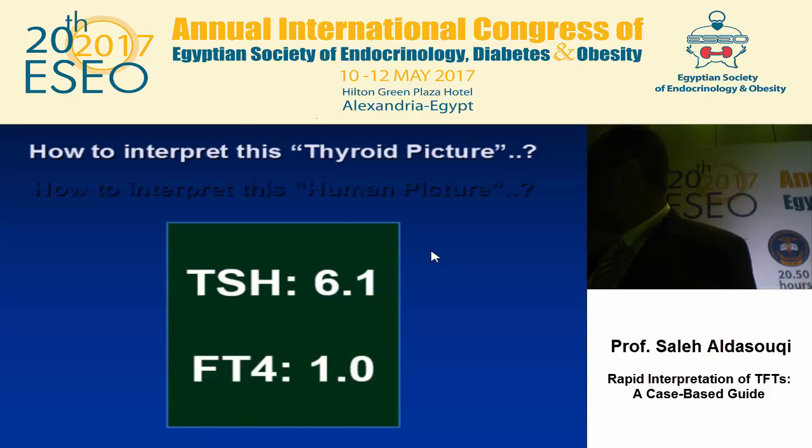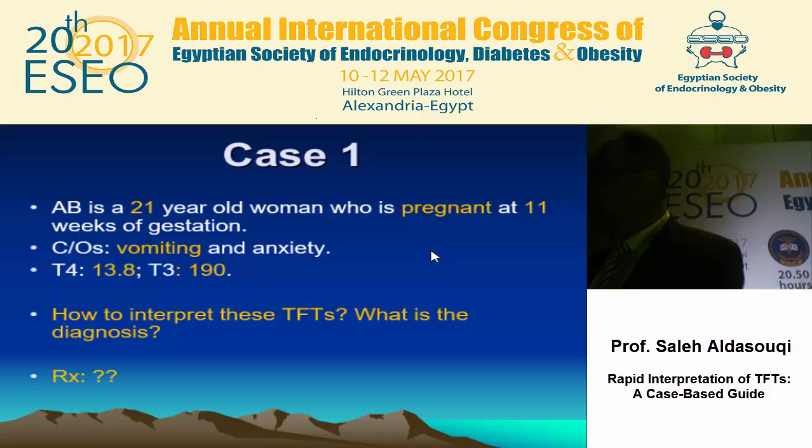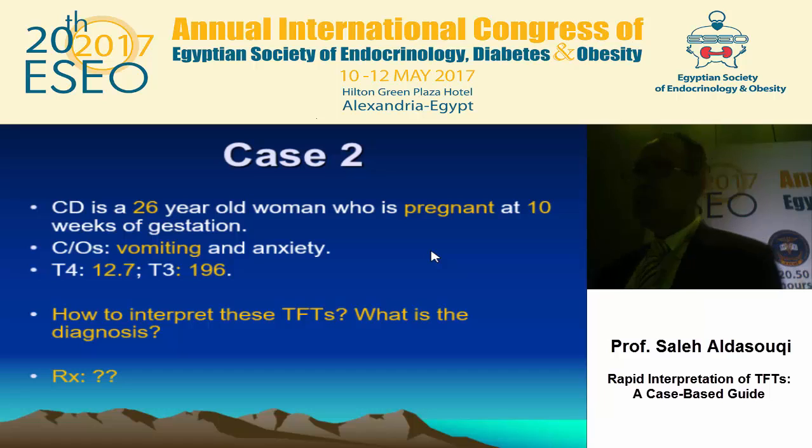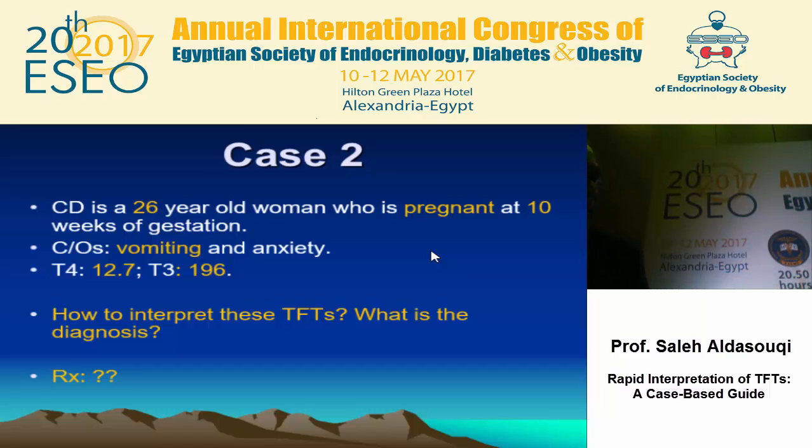Okay. So with that said, let's come to the first case. So the first case is this 21-year-old woman. She's pregnant, 11 weeks of gestation. She presents with vomiting and anxiety. T4 is 13.8 and T3 is 190. So how to interpret this set of thyroid functions? Of course, in the real world, you will get more history, more information, etc. But with this picture, more than one thing can come to mind, right? So let's look at the second case, which is exactly a similar presentation, a little bit older.